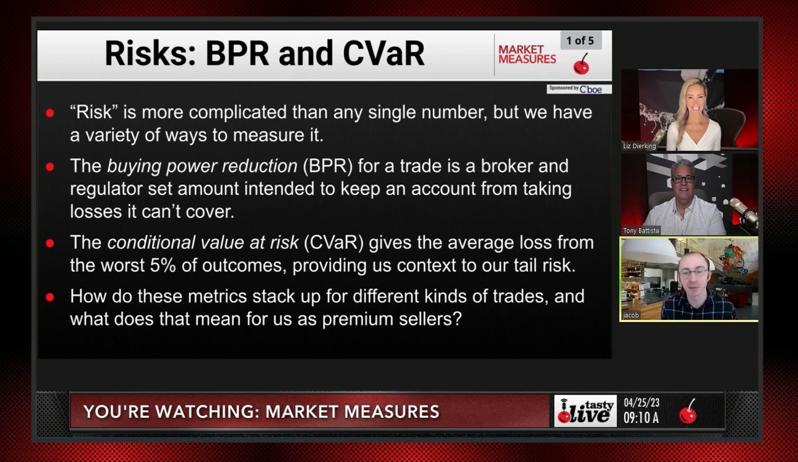But so you have buying power reduction, which comes from the broker, and primarily goes by set amounts according to the regulator. It's intended to keep your account from taking losses that won't be covered. It's a cover-their-butt thing. And it's a pretty crude computation. It doesn't account for volatility. It doesn't account for duration. It just looks at the trade and asks, is it defined risk or undefined risk? And if it's defined risk, it says, okay, what's the max loss? That's it. Perfect, we're done.